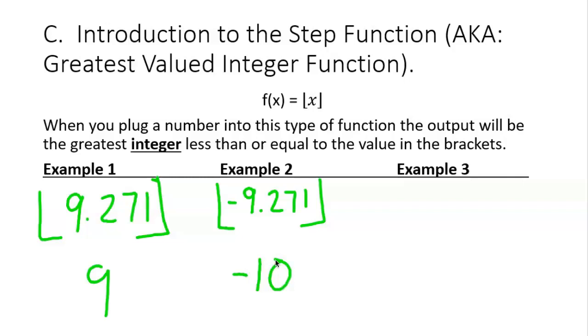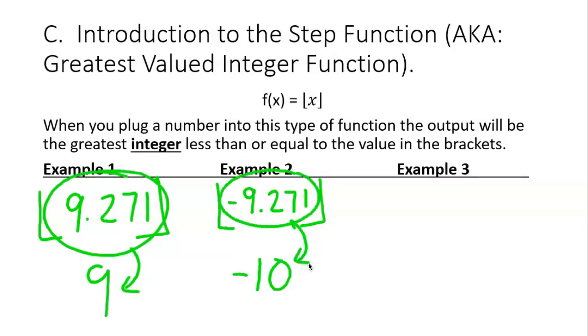I guess maybe a nice way to kind of cheat this and make it less confusing is in the following way. If you have a positive number, always round it down no matter what. If you have a negative number, always round it to the next negative farther to the left, the more negative number. Okay? So that might be a good way to think about that.